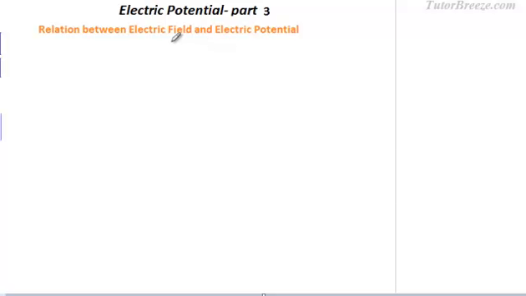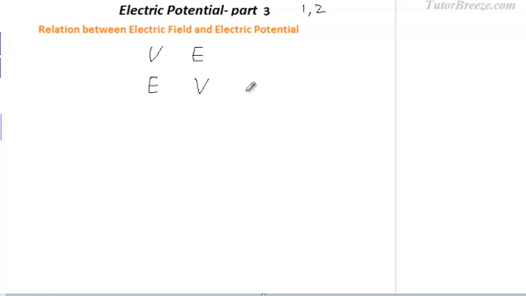Now in this lesson we will be discussing how to find out electric potential if electric field is known, and also the reverse, which is how to find out electric field if electric potential is known. Some of the concepts that we've used in this lesson are discussed in the earlier parts, in part 1 and 2. So I suggest you go through those lessons also and then maybe come back to this lesson.